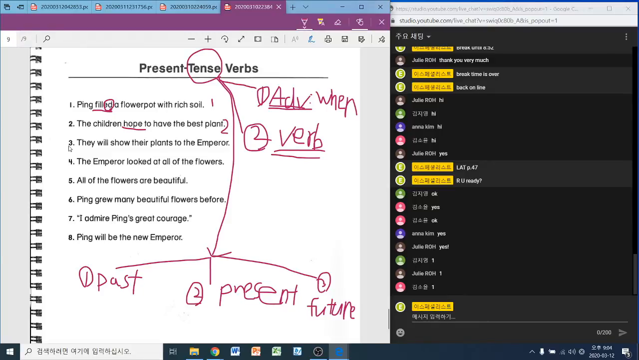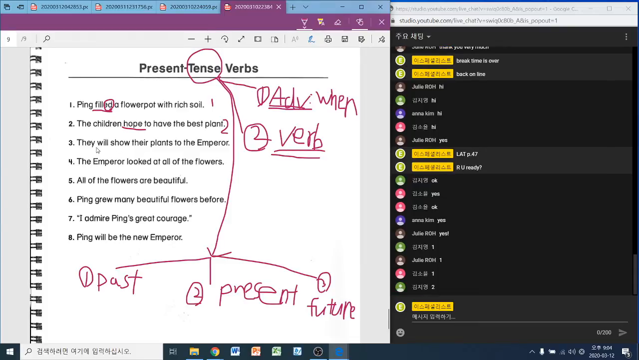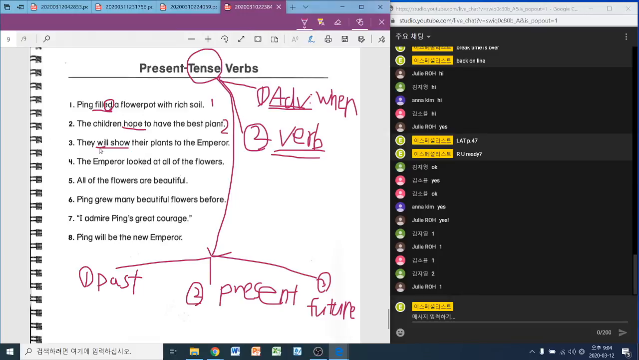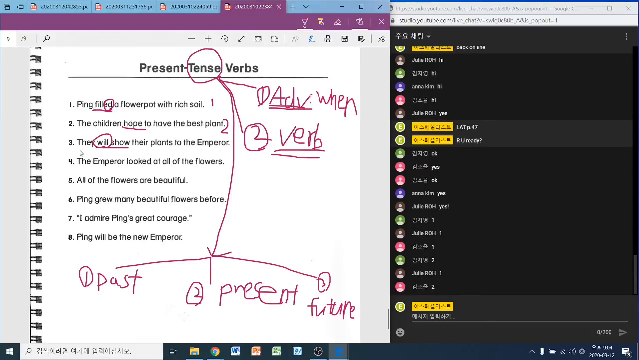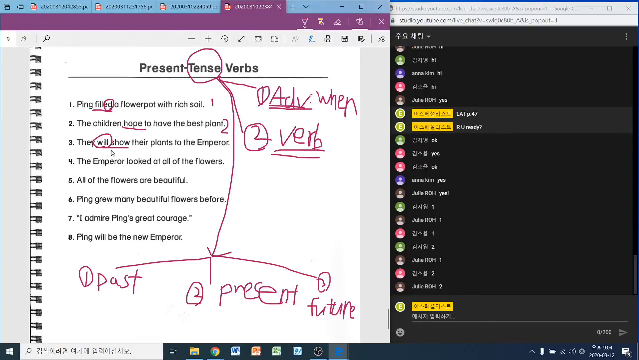Then read number 3. They will show their plans to the emperor. We have no adverb here. But number 2, we can find a verb. What's the verb phrase? Will show. So we have will here. So number 3 sentence tense is what? Future. So you can write 3 here.